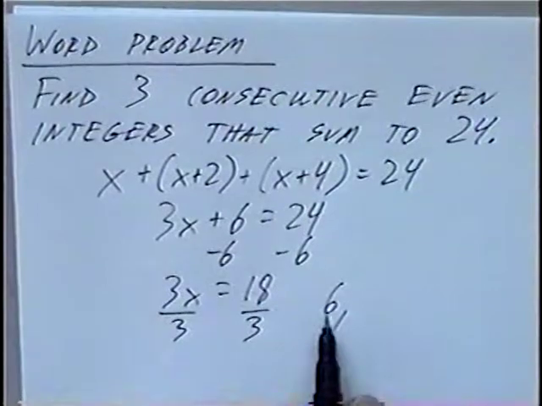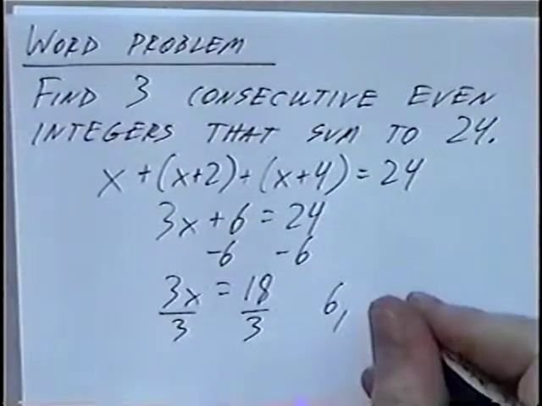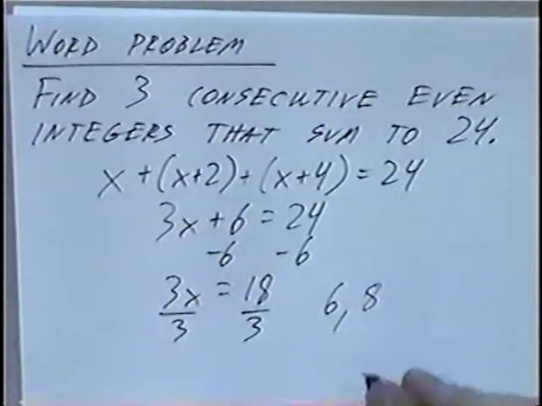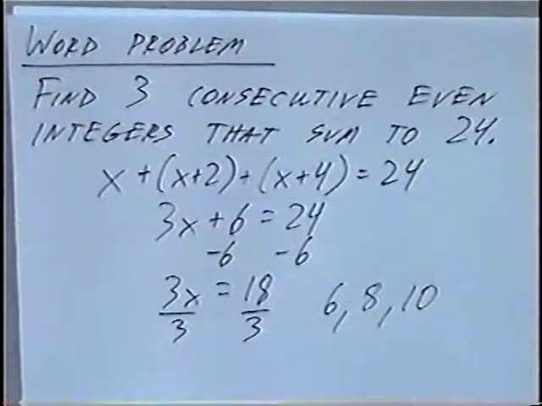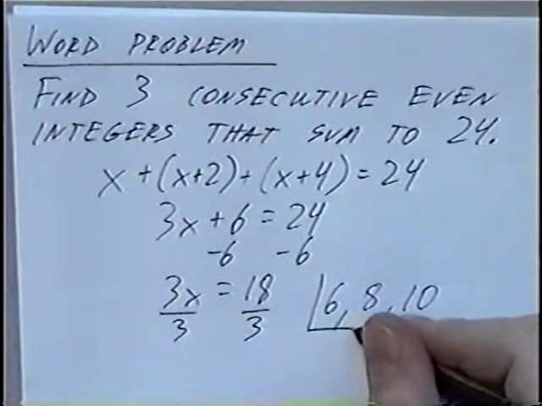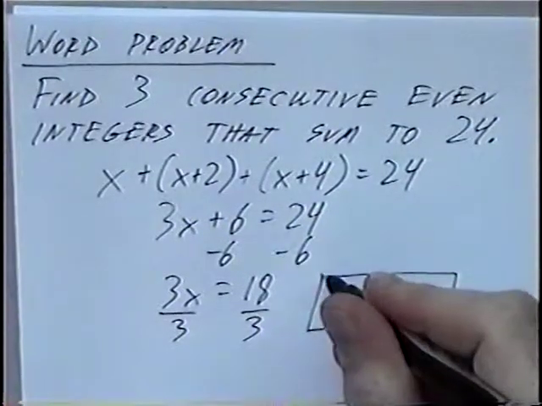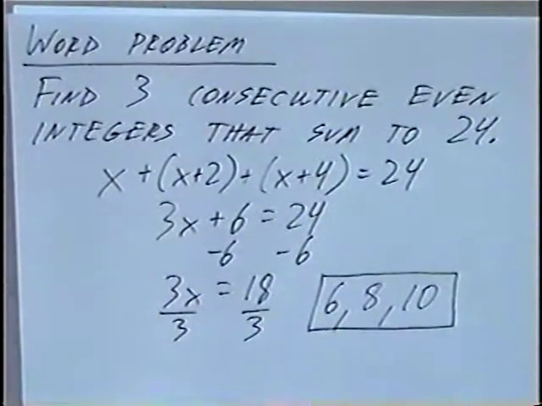To find the next even integer after 6, we can add 2 to that, which would be 8. And to find the third number, we can add 2 to that, which would be 10. So the 3 consecutive even integers that add to 24 are 6, 8, and 10.